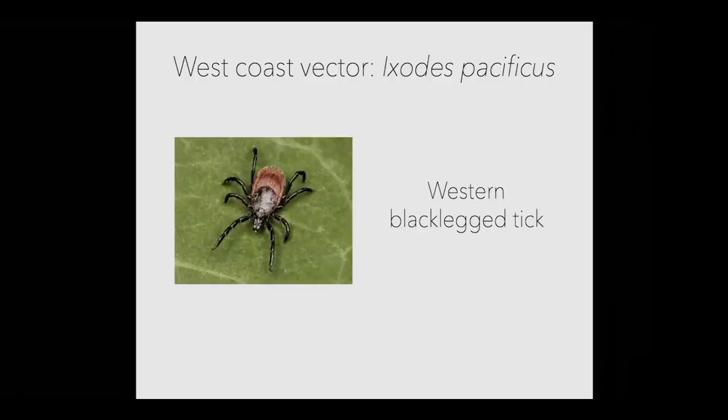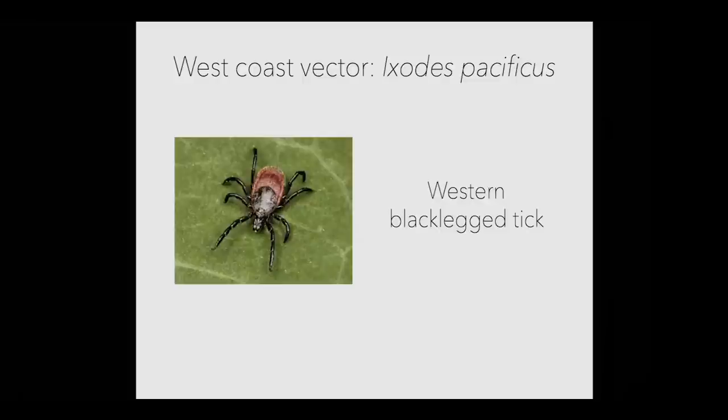The second reason is that we do have a tick out here that can, in theory, transmit the Lyme disease pathogen to us. And that's what we in our lab think of as a sister tick, which is Ixodes pacificus. It's more commonly known as the Western black-legged tick. And it looks, you know, to a new person, very similar to Ixodes scapularis.